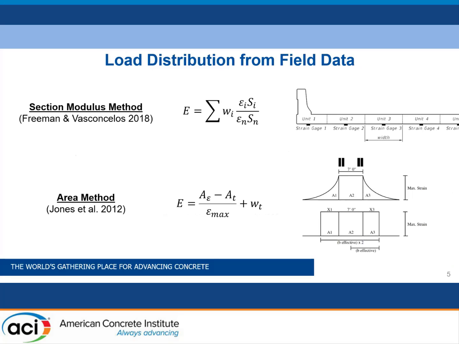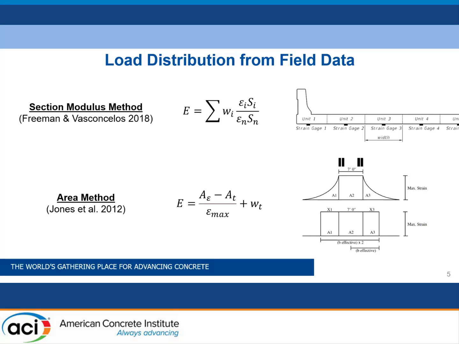A couple of equations from the literature that we selected in order to evaluate our field test data and our finite element model results were, first, the section modulus method, which essentially breaks the bridge up into a bunch of different widths from which you would collect a single strain data point from a load. This equation takes into account each of those strains as well as the section modulus of the width of bridge that strain value came from, and it's used to produce an equivalent width.